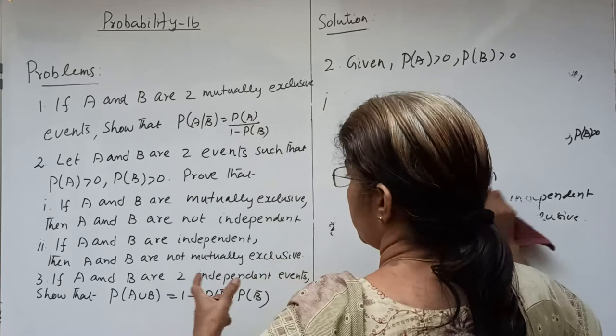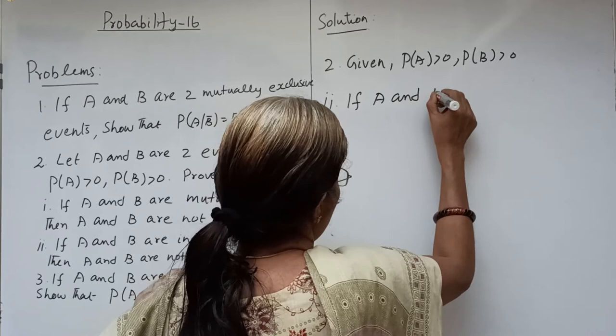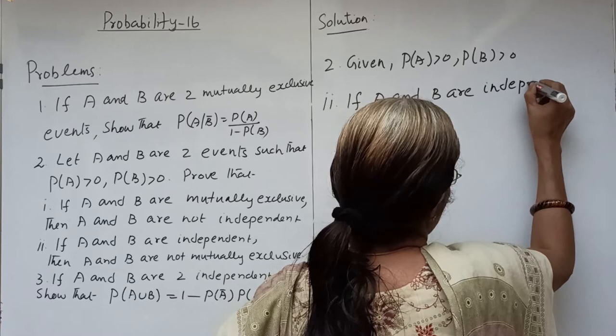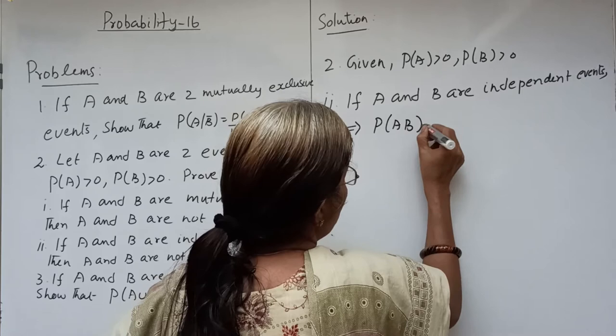A and B are not mutually exclusive. We know A and B are independent. If A and B are independent events, we know P of AB equals P of A into P of B.